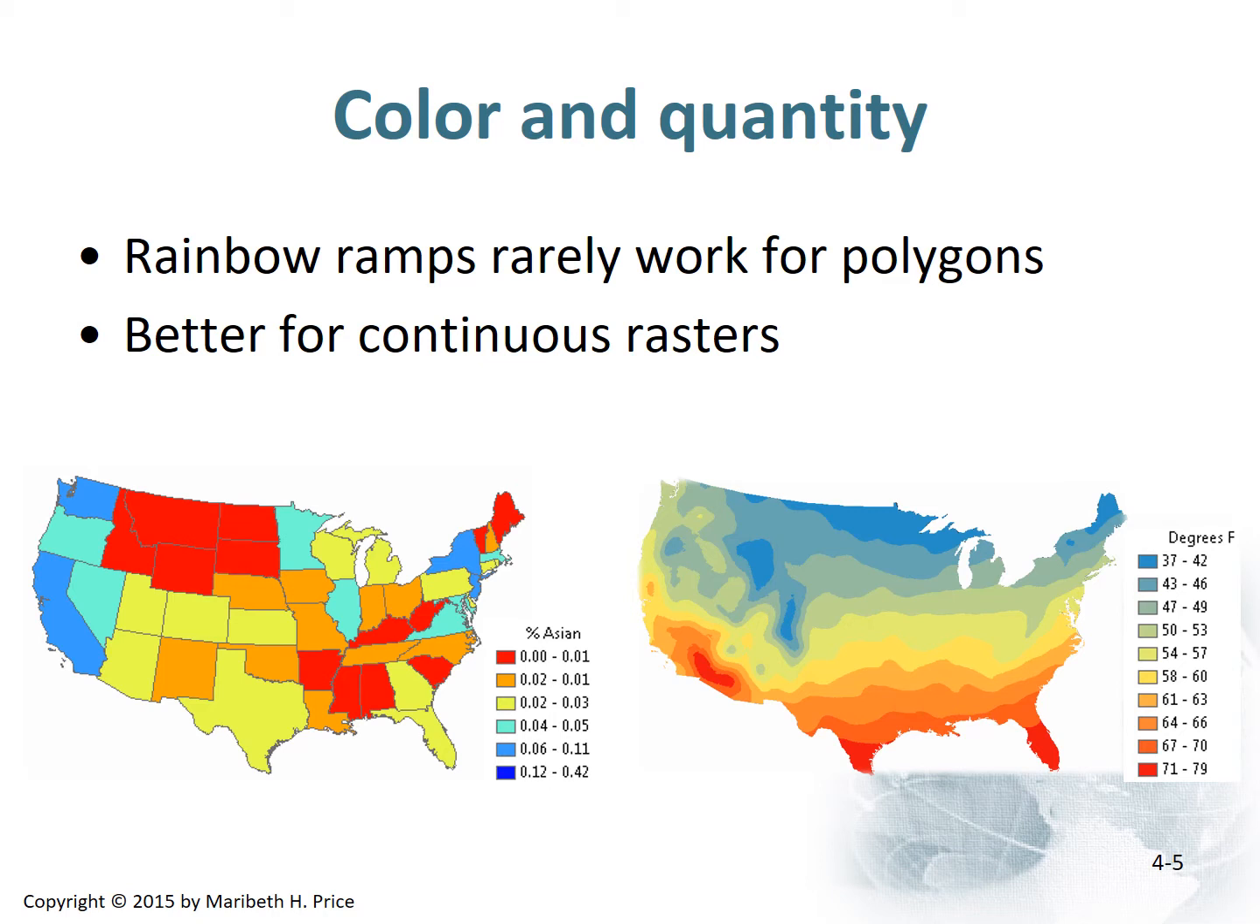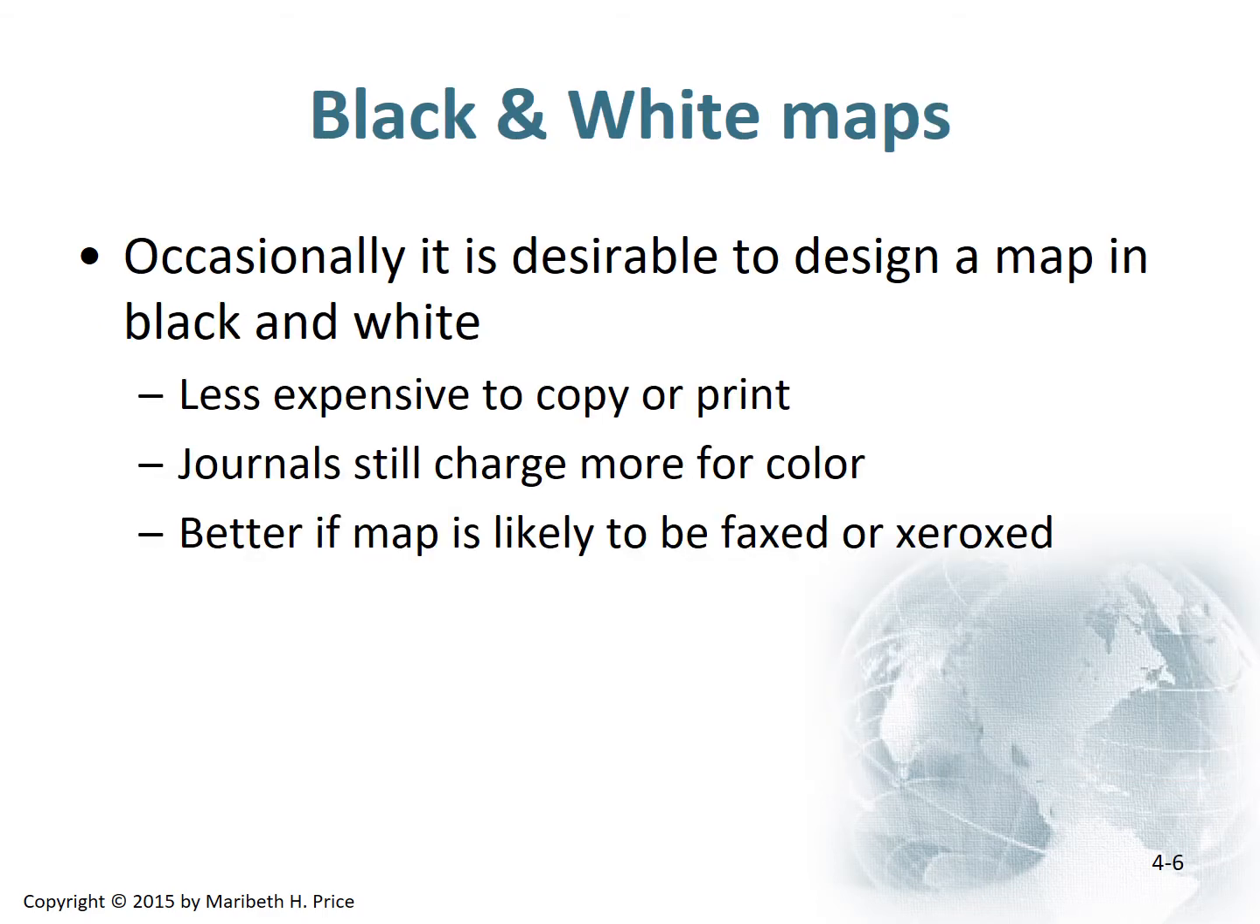Whereas with continuous data like rasters, a color ramp, a rainbow ramp, tends to do a very good job. Black and white maps are desirable a lot of times for simple reasons like it's cheaper to print. A lot of scientific journals still charge more if you want to have color images. They are a better choice if you're going to fax a map or copy it on a copy machine. And like I said earlier, they work better for people who are colorblind.